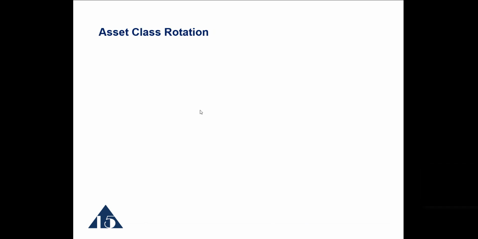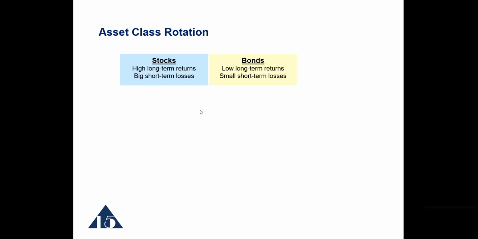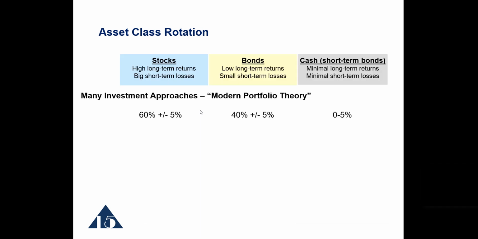Standard industry convention and Focus 15 investing portfolios do asset class rotation to some degree. If we look at the major asset classes of stocks, bonds, and cash, those investment approaches using modern portfolio theory will have relatively stable allocations to stocks, bonds, and cash. Typically 60% in stocks, 40% in bonds, plus or minus 5 percentage points depending on what's happening in the market.